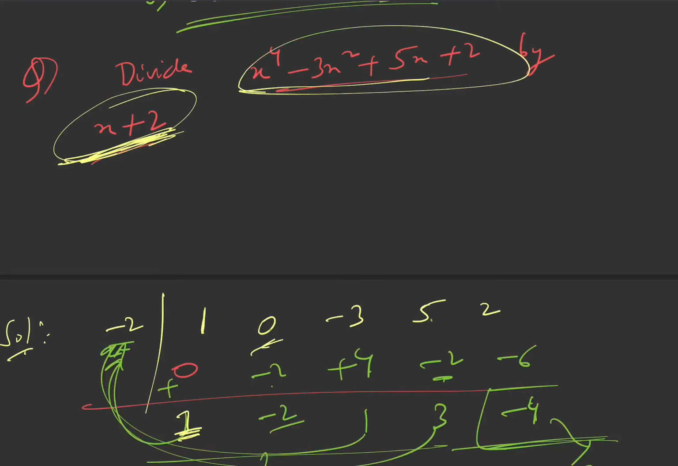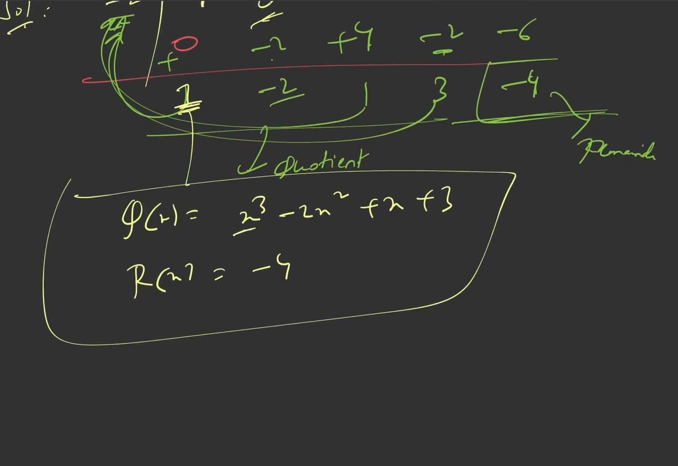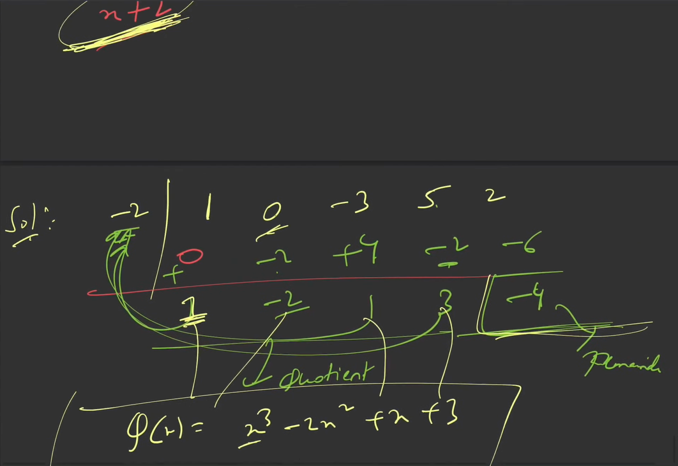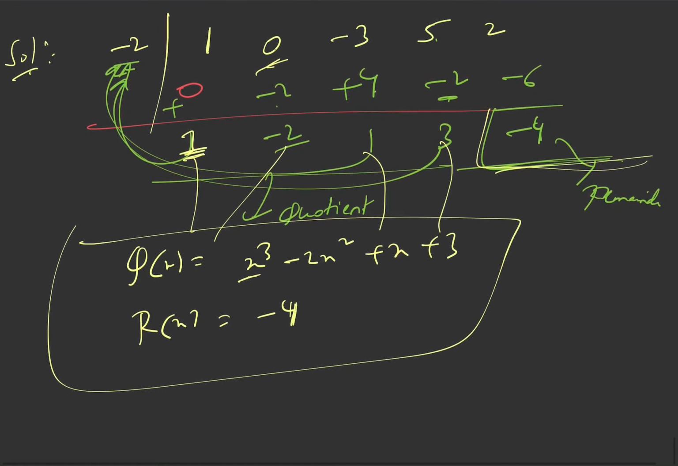So if you divide x power 4 minus 3x square plus 5x plus 2 by x plus 2, then the quotient will be of cubic degree, right? So you will get x cube, x square, x, and a constant in the quotient, and the last one will be the remainder. Fine. So this is how you can divide by a linear divisor. This is the shortcut for this. You can practice 3-4 questions on your own, and then you will be comfortable using this. We can do it very quickly with this, that's why it will be helpful many times, right?